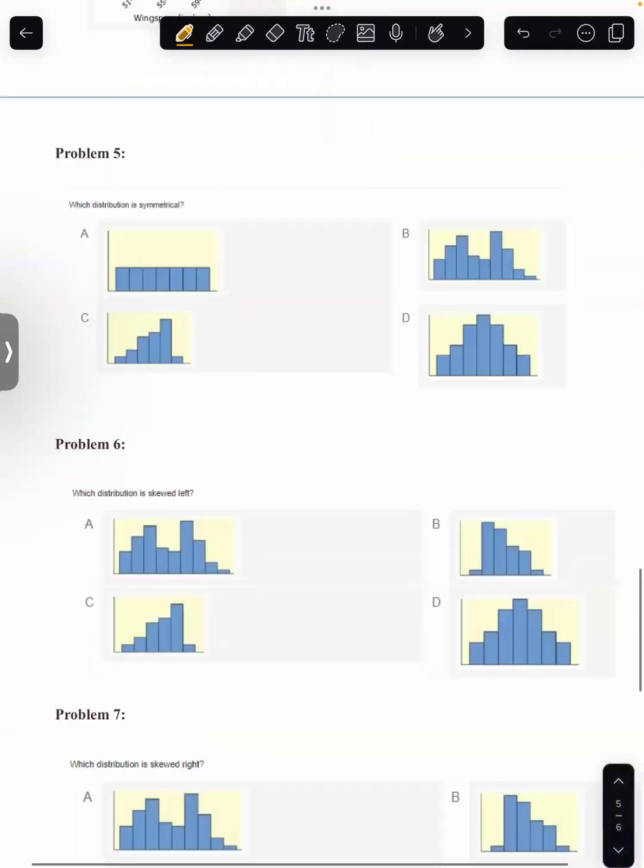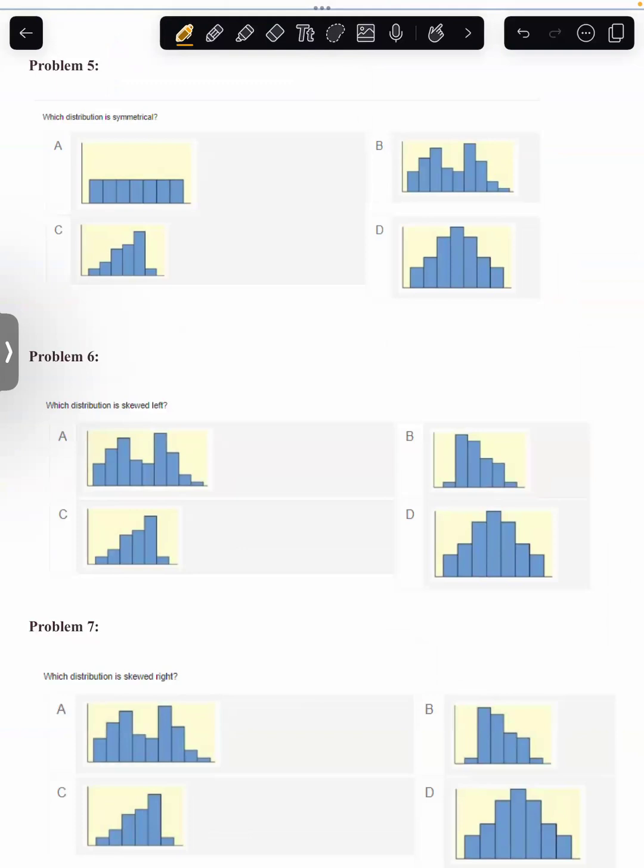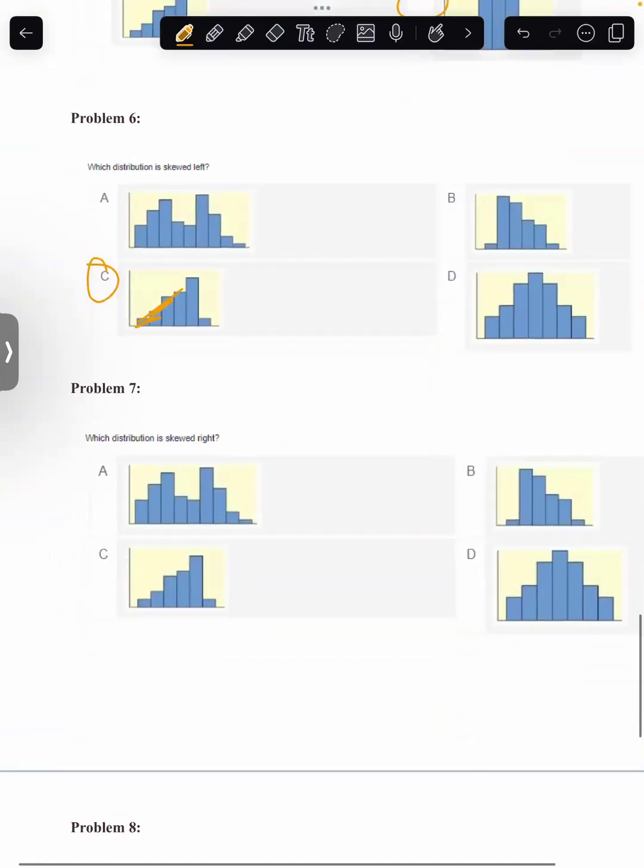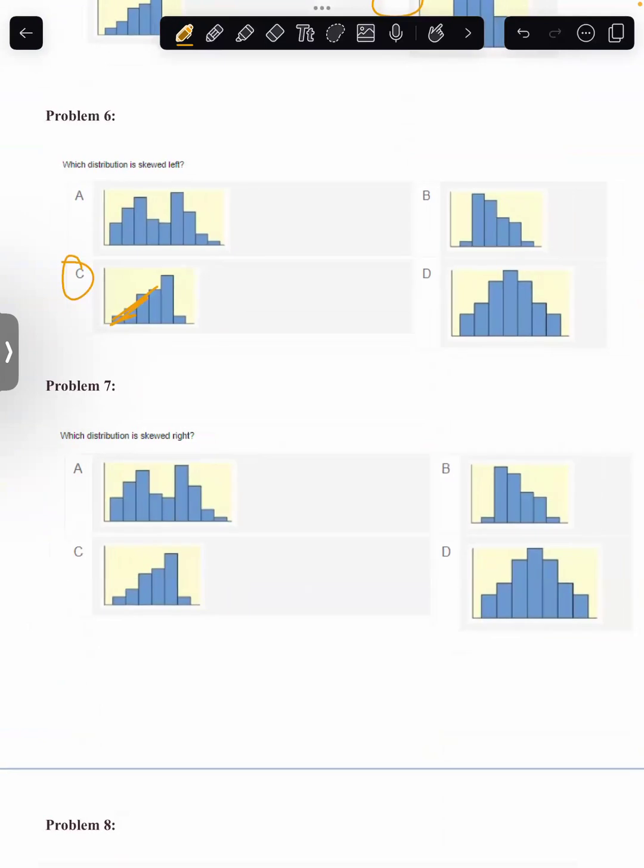Okay. All right. The distribution that is symmetrical, there's symmetry kind of pretty close to even on either side. That would be D. Skewed left, that means the little tail is to the left. So that would be this one. All right. So that would be C. And then skewed right means the tail is to the right. So that's over here.